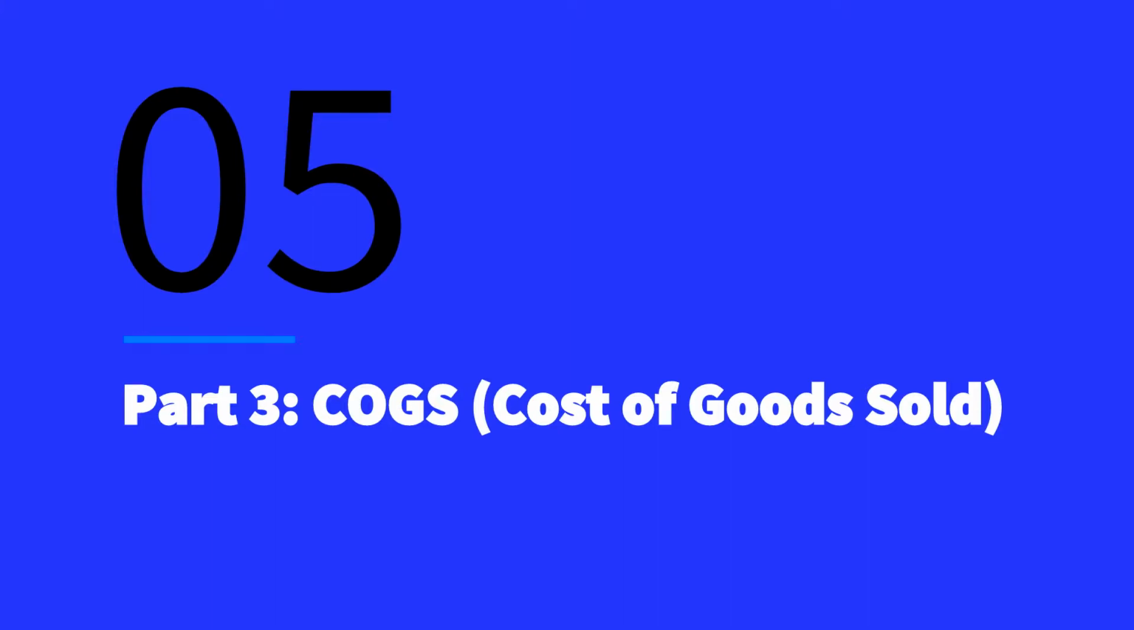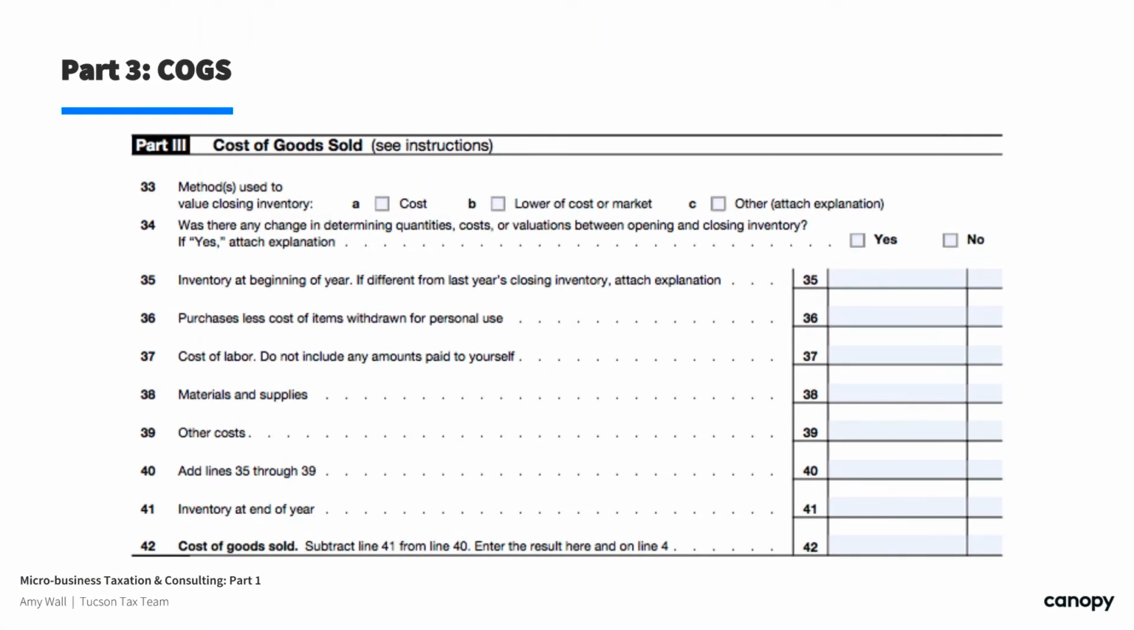Okay, now cost of goods sold. This is a kind of confusing area for a lot of people. I notice even for bookkeepers that the things that go on cost of goods sold just never fail to surprise me. Here's our form for cost of goods sold, and let's just go through the math here real quickly.